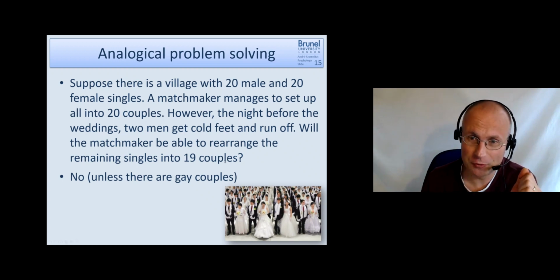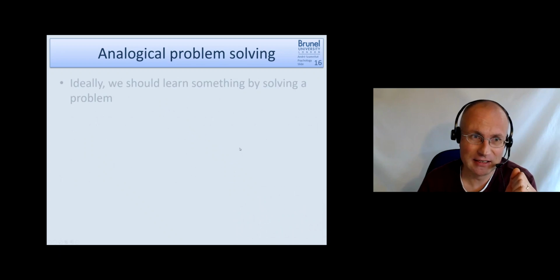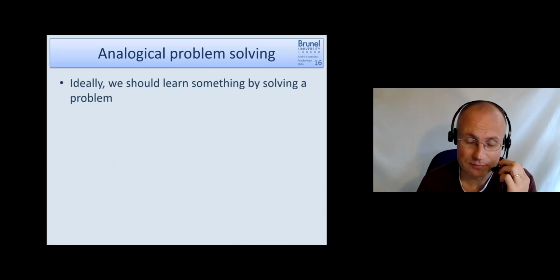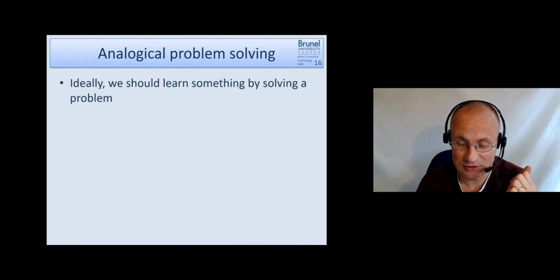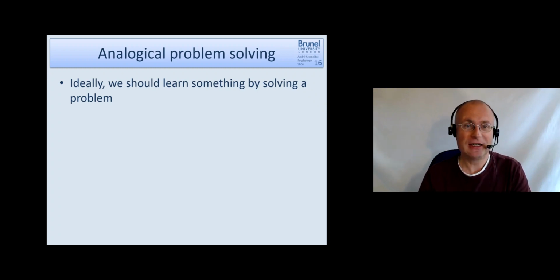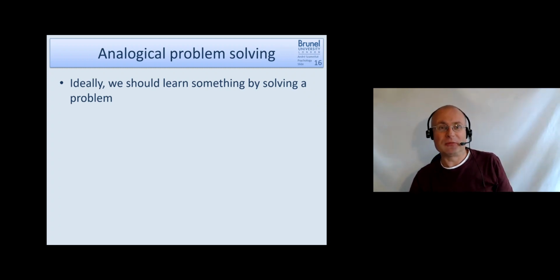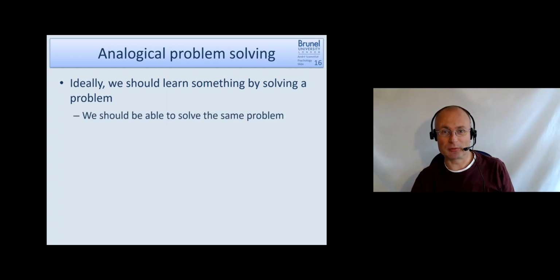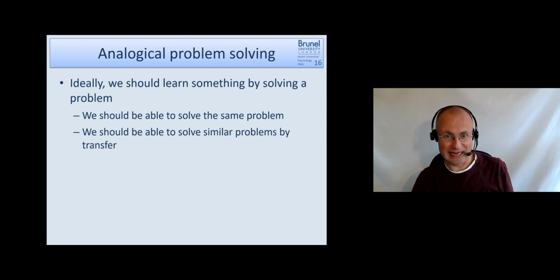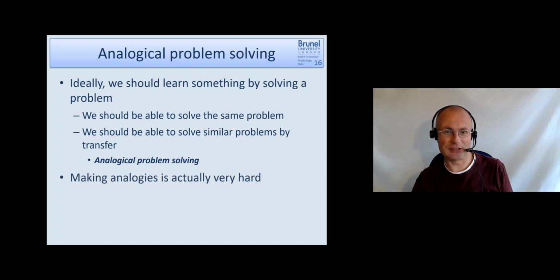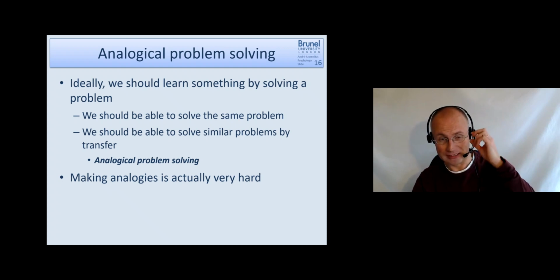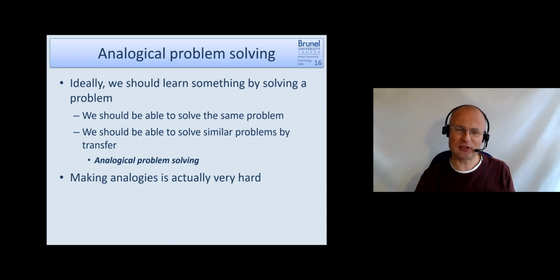What research has shown is that this is very difficult, actually. So to recap quickly, analogical problem solving means we should learn something by solving a problem, so that we are able to solve the same problem again, or that we can transfer the solution to solve similar problems. And this is called analogical problem solving. But as I already alluded to, making these analogies is actually very hard.